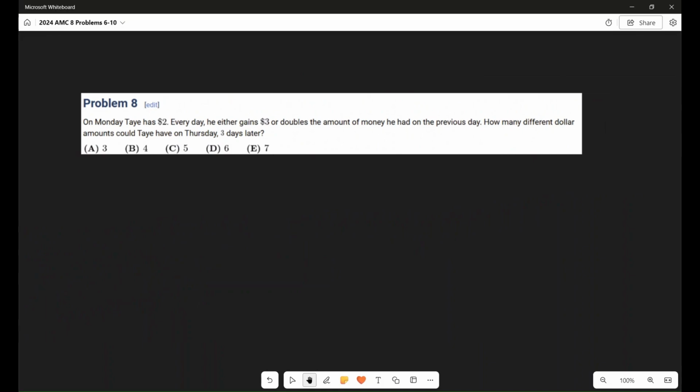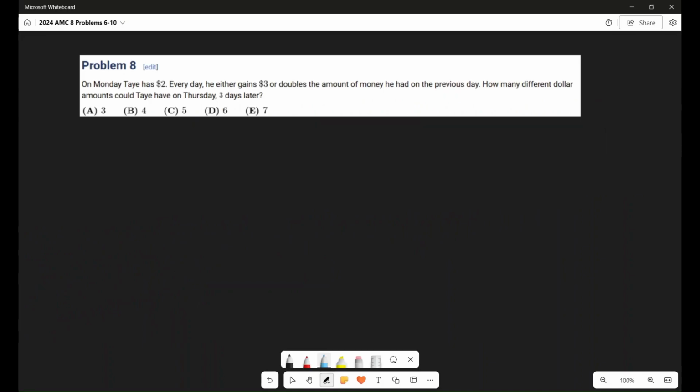Problem 8. On Monday, Tay has $2. Every day he either gains $3 or doubles the amount of money he had on the previous day. How many different dollar amounts could Tay have on Thursday, 3 days later? For this question, there might be something clever, but it's not obvious.